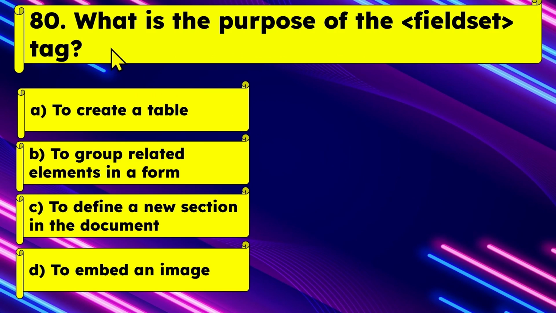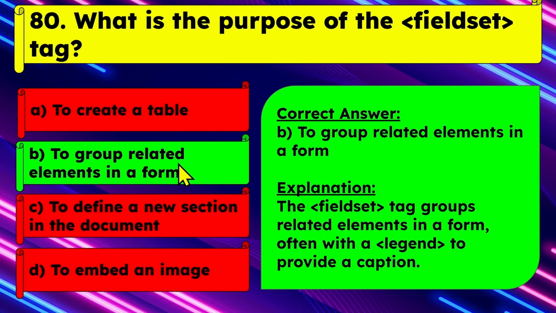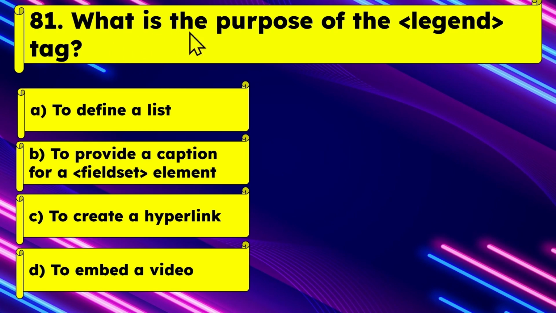Next question is, what is the purpose of the fieldset tag? To create a table, to group related elements in a form, to define a new section in the document, or to embed an image. So here the correct answer is option B. As you can see in the explanation, the fieldset tag groups related elements in a form, often with legend to provide a caption.